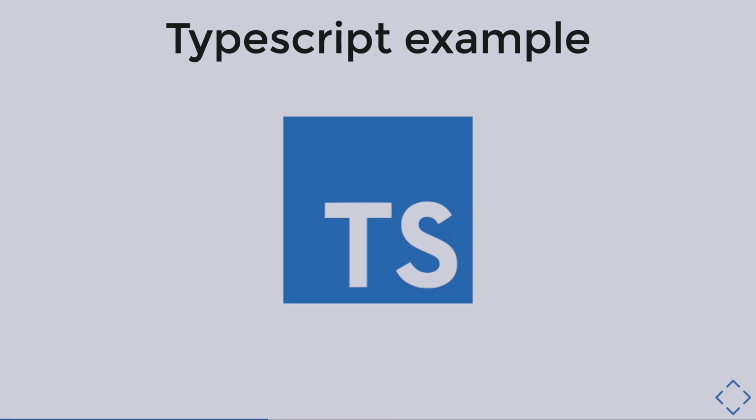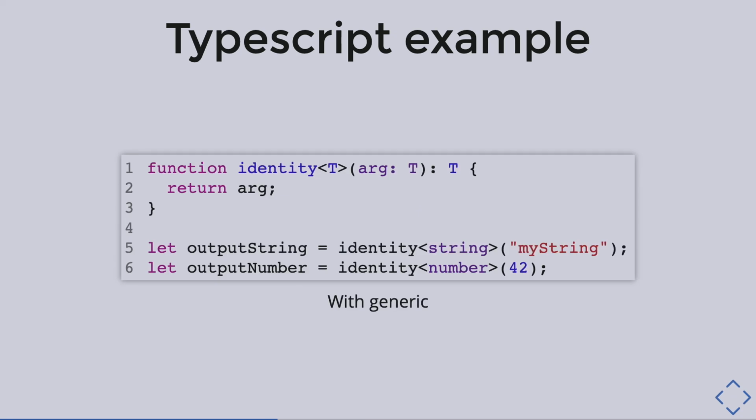Also now a TypeScript example. So TypeScript has had generics since 2012, I think. Here I have a simple identity method which only takes an argument and returns this argument without any operation.